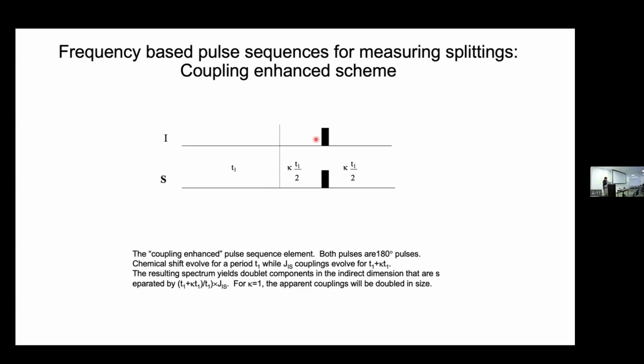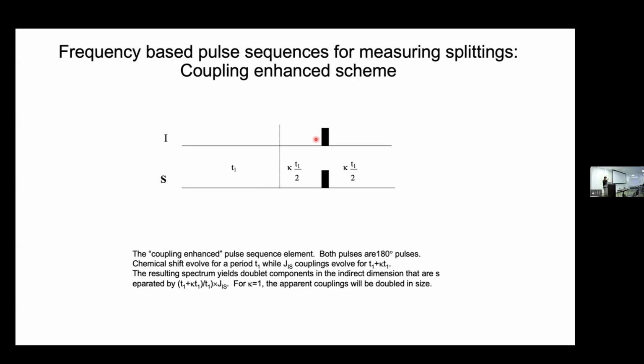Right? Now let's ask what happens to IS J coupling evolution. Same question. Now we're going to ask how much does the scalar coupling evolve? And so again, T1, good, plus kappa T1 over 2. Oh, but now look, I have two simultaneous 180s on both the I and the S. Does the J coupling reverse or stay? It stays because I'm putting 180s on both of them. So J coupling evolution continues.